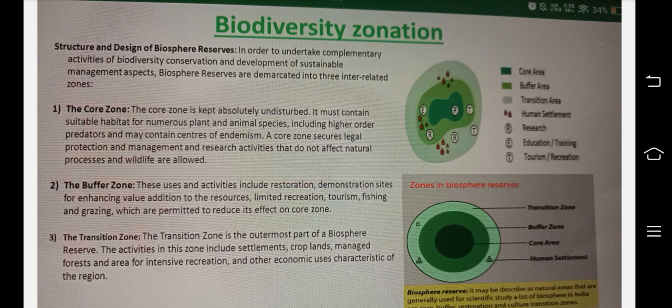The transition zone is the outermost part of the biosphere reserve. The activities in this zone include settlements, croplands, managed forests, and areas for recreation and other economic uses characteristic of the region. Transition zone, buffer zone, core area, human settlement outside of that.